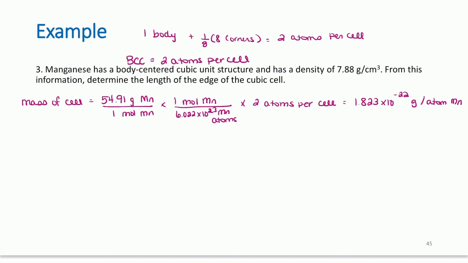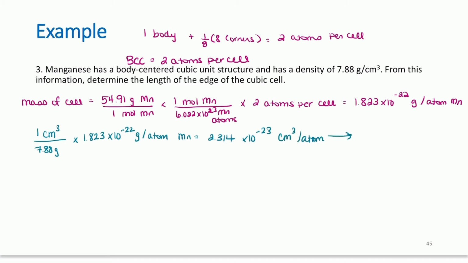It tells me the density is 7.88 grams per centimeter cubed. So I know that 1 centimeter cubed weighs 7.88 grams. Multiply this by 1.823 times 10 to the minus 22nd grams per atom. It's just like dividing it by the density, the same thing, just showing it in dimensional analysis, not just the calculation. This gives me 2.314 times 10 to the minus 23rd centimeters cubed per atom, which is your volume.